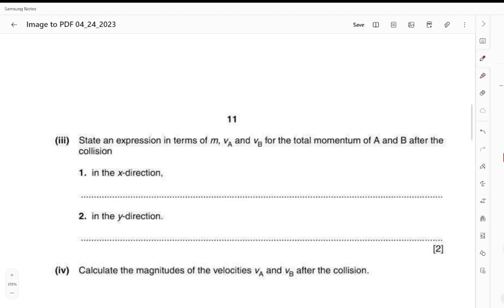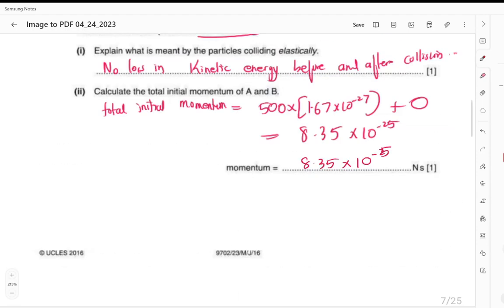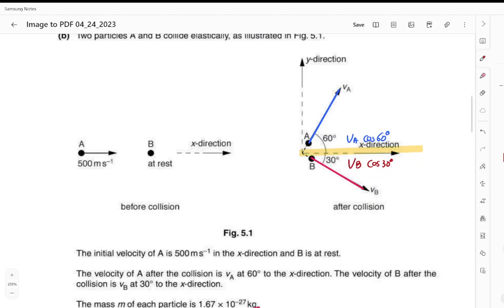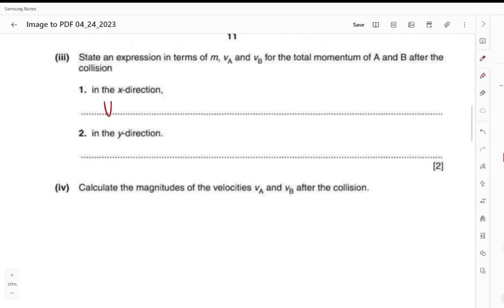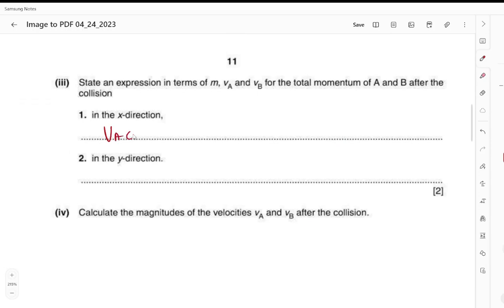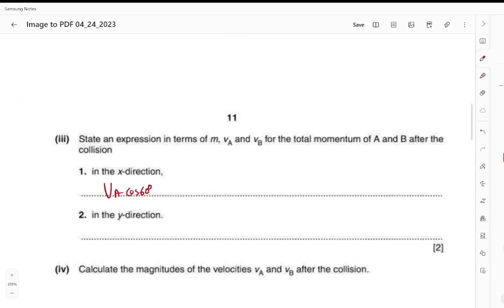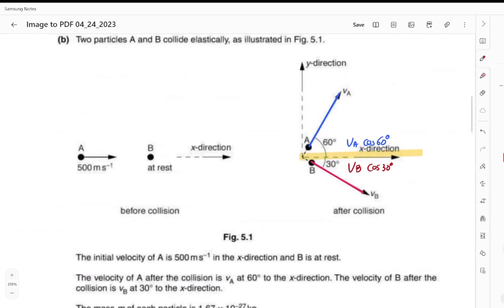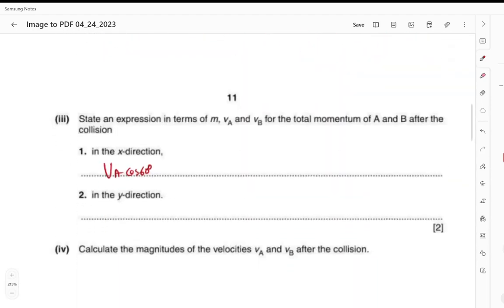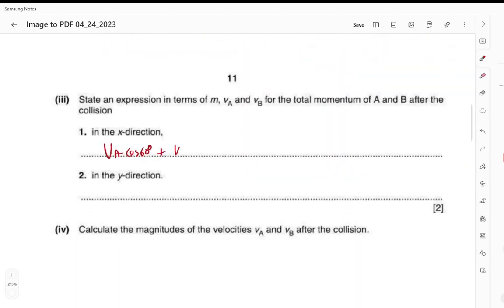So VA cos 60 plus VB cos 30 degrees. The scrolling is very, very problematic.